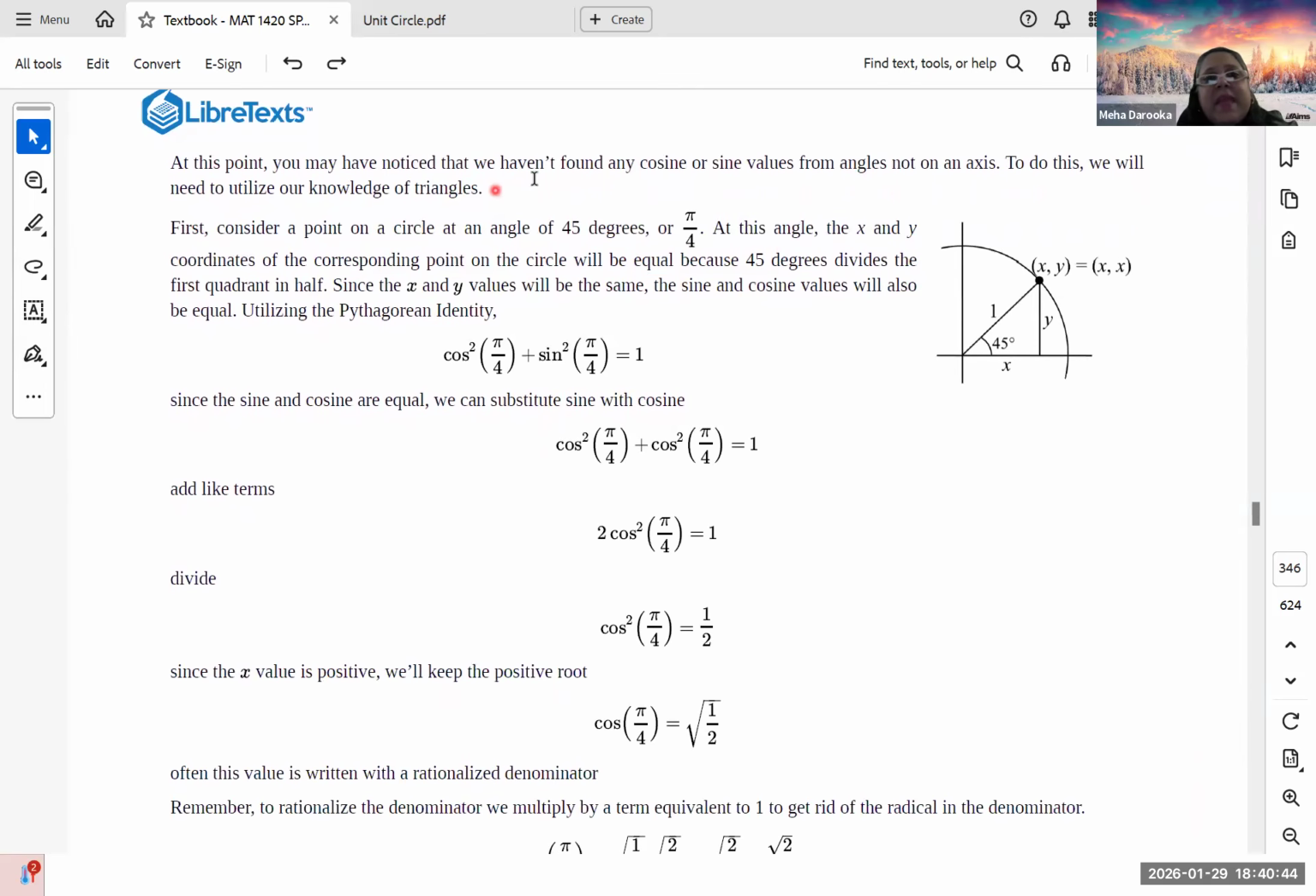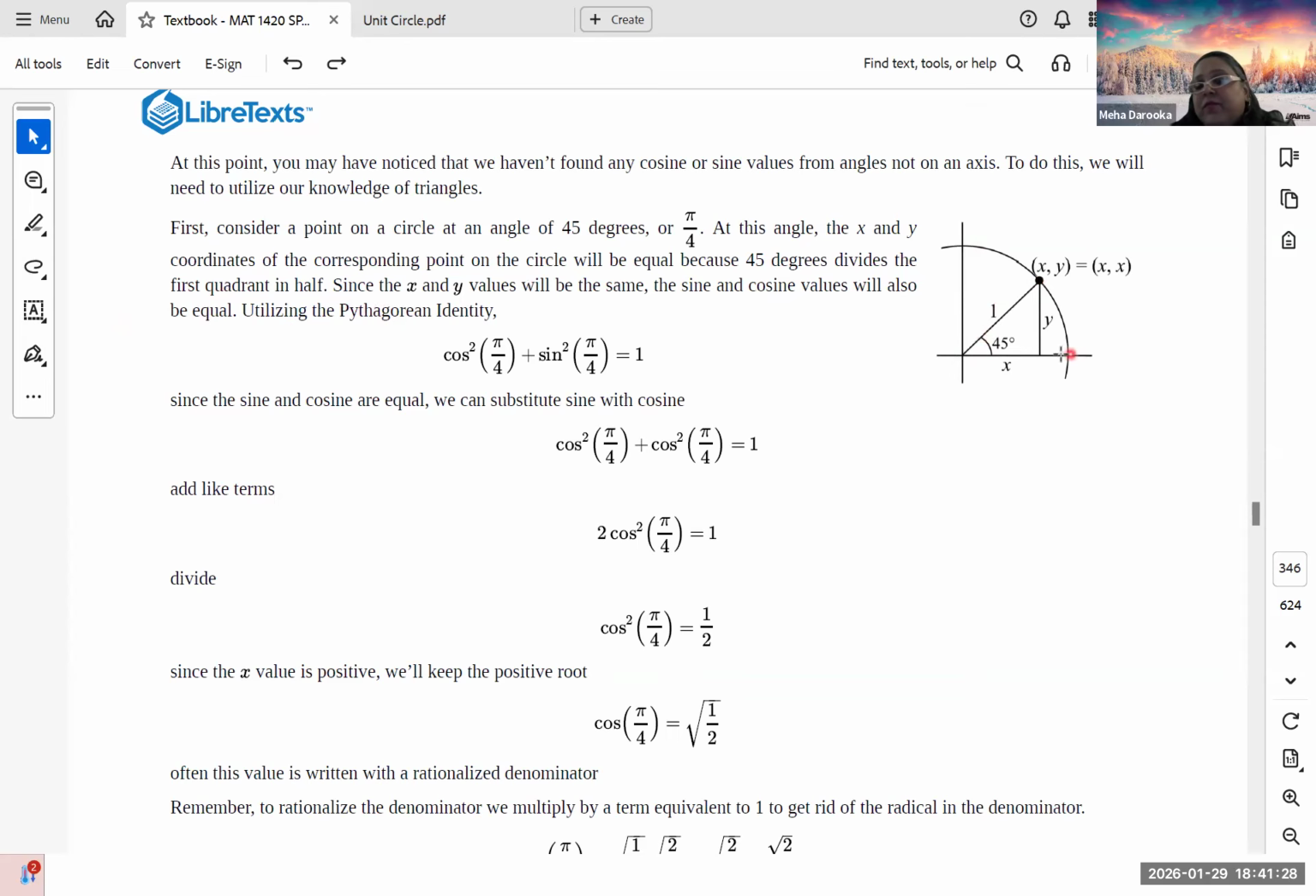All right, so we're saying that you may have noticed at this point, we haven't found any cosine or sine values for angles that are not on an axis. So again, to do this, when the points are not on an axis, we need to work with triangles. So they're saying, consider a point on the circle at a 45-degree angle, right over here. 45 degrees in radians would be pi over 4. At this angle, the x and y coordinates of the corresponding point on the circle will be equal because 45 degrees divides the first quadrant in half.